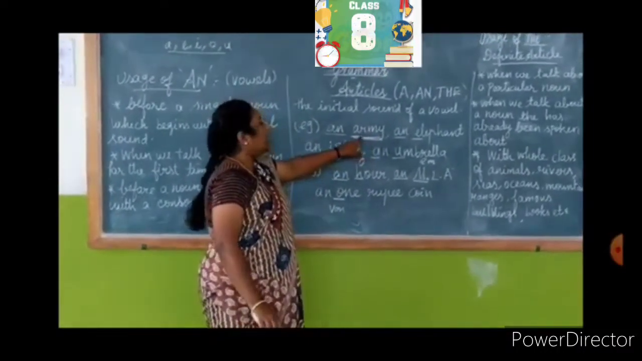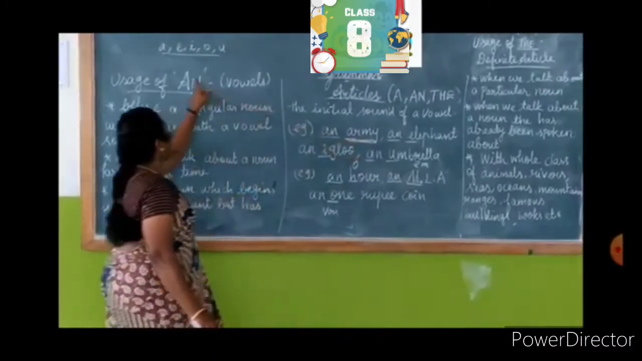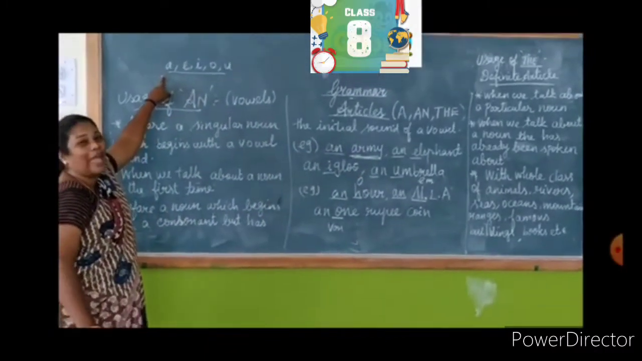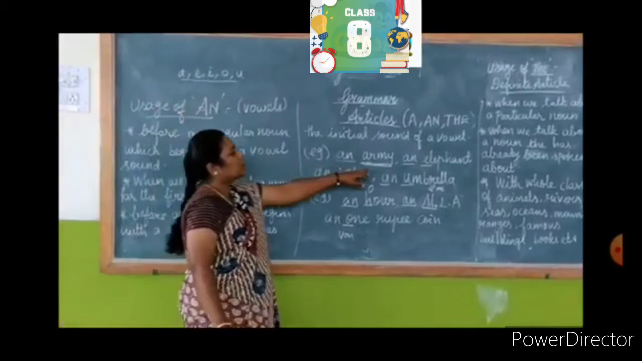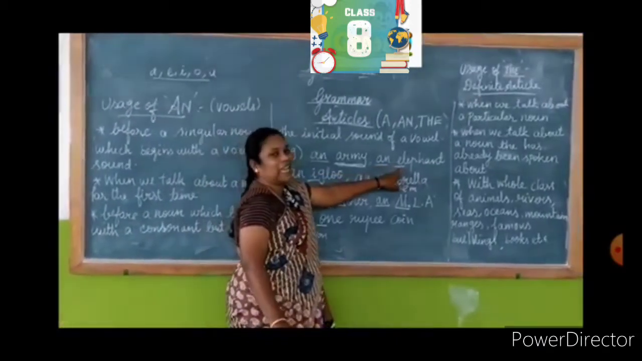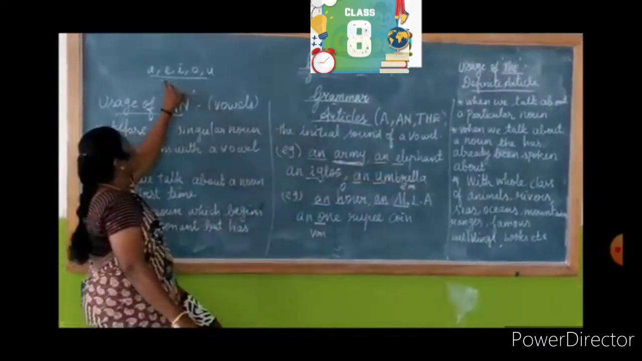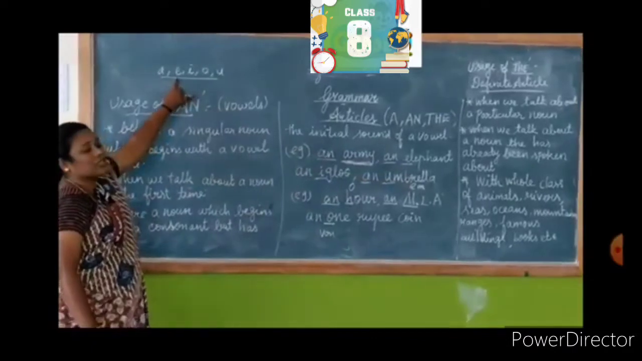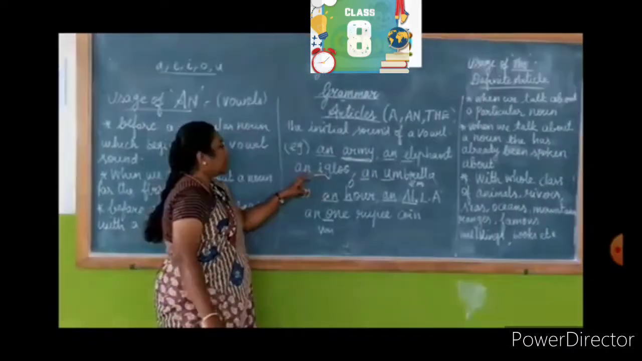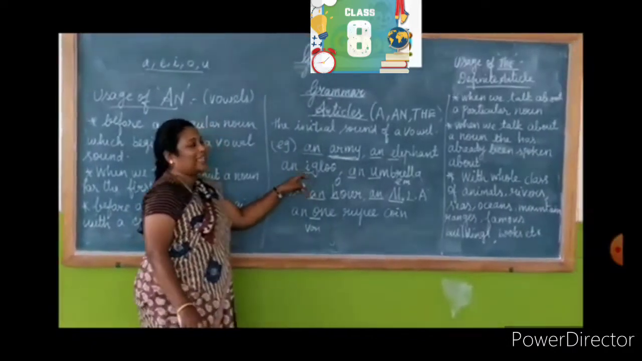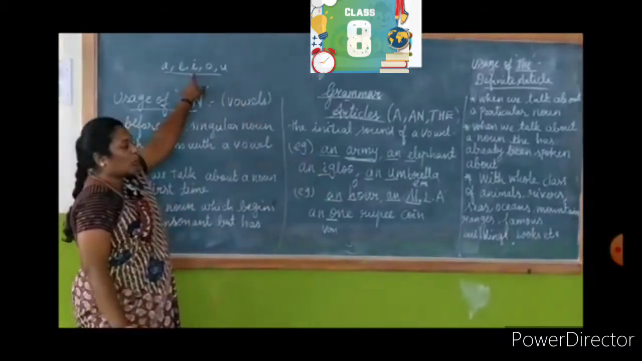A noun and it starts with the vowel letter A and the sound also A. So next one, an elephant. Elephant, E is the vowel letter. So the noun starts with the vowel letter E. Then an igloo, I is also a vowel letter.